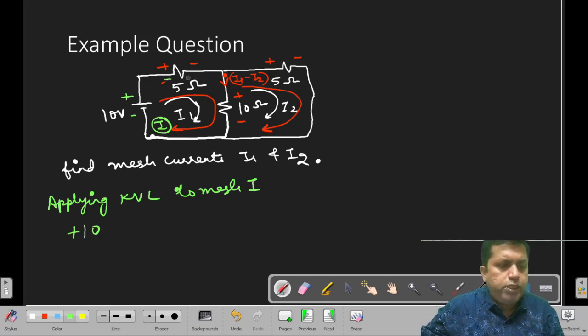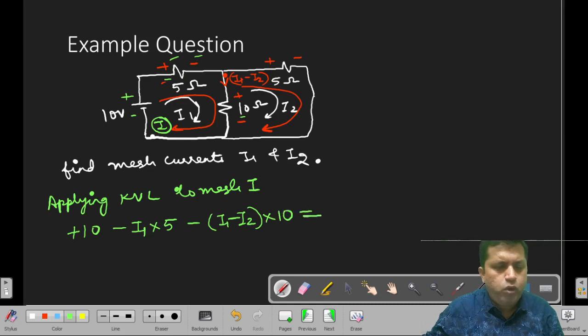From the 5 ohm resistance we are going from plus to minus, that is minus. What is the voltage drop? I1 into 5 ohms. From the 10 ohm we are going from plus to minus, so minus. Current is I1 minus I2 and resistance is 10 ohms. So this is equal to 0. This is mesh 2.